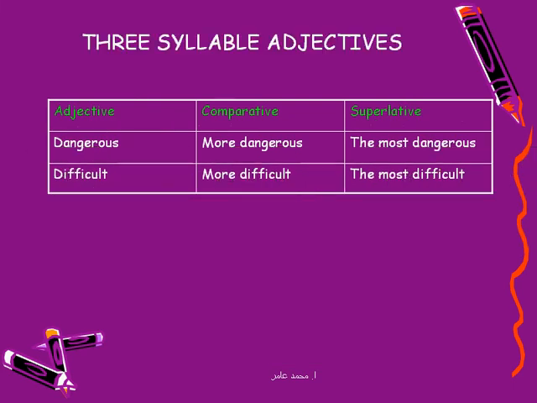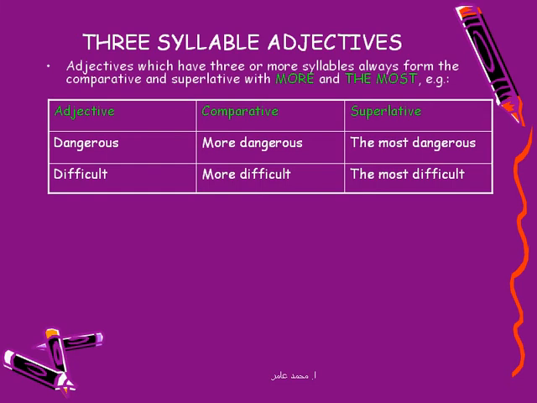Three-syllable adjectives. Adjective, dangerous, more dangerous, the most dangerous. Difficult, more difficult, the most difficult. Adjectives which have three or more syllables always form the comparative and superlative with more and the most, as we have just mentioned in the examples in the table.